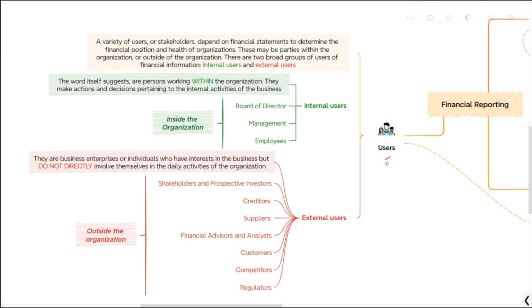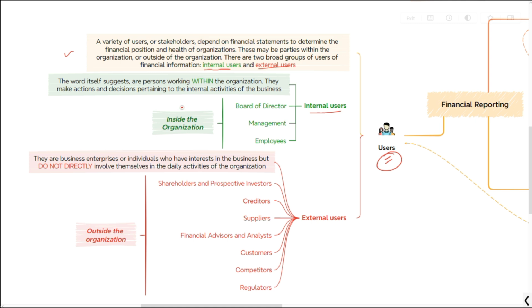Users of financial information. There are a variety of users and stakeholders that depend on the financial statements to determine the financial position and health of the organization. These parties can be within the organization or outside the organization. So there are two broad groups of users of financial information: the internal users and external users.